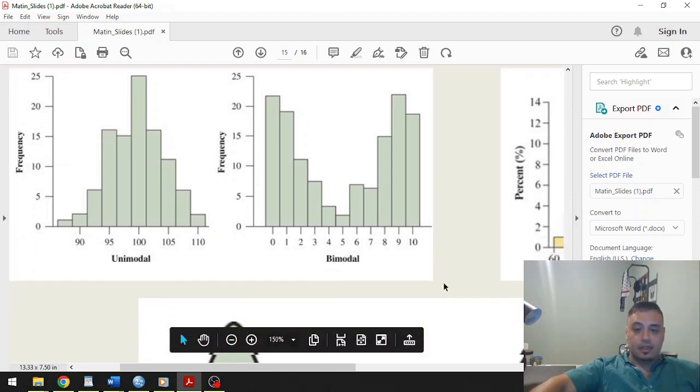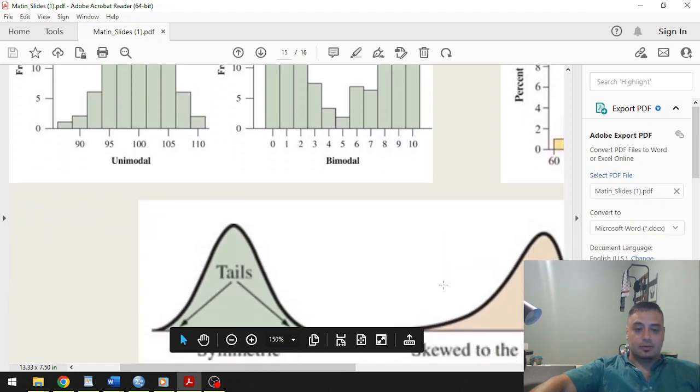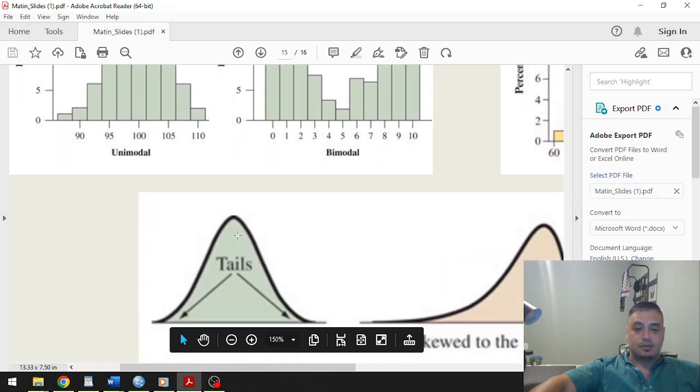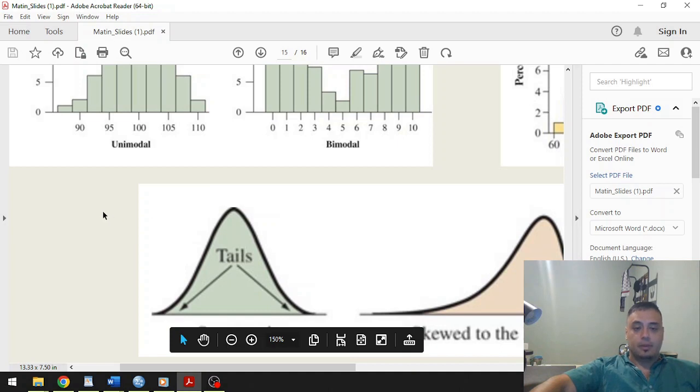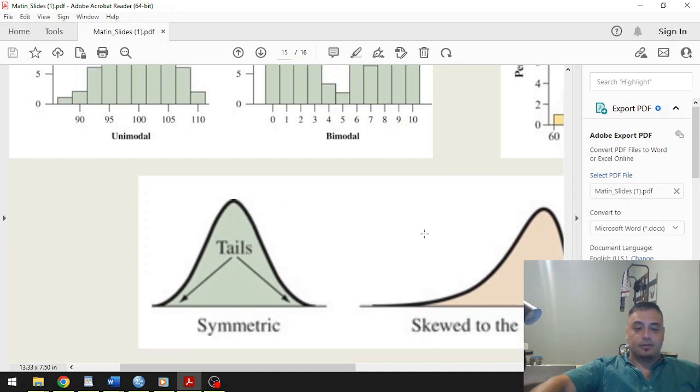The next one is the symmetrical distribution. Symmetrical distributions are pretty much the opposite of bimodal. It's a unimodal distribution, but it's symmetric. In other words, it's a bell curve shape, as they call it in textbooks.